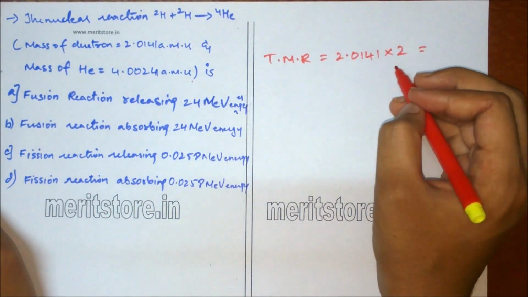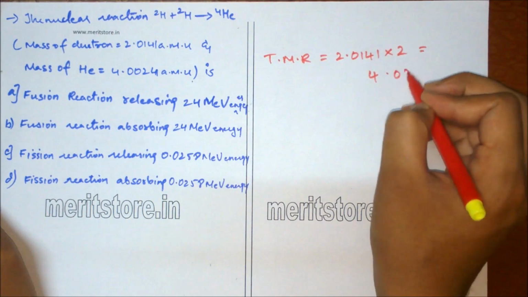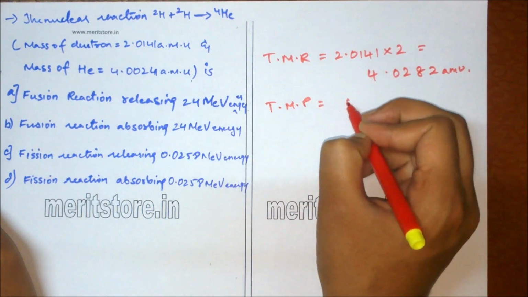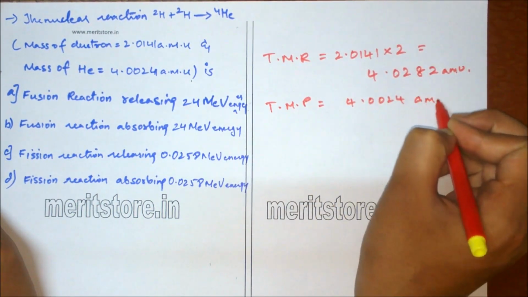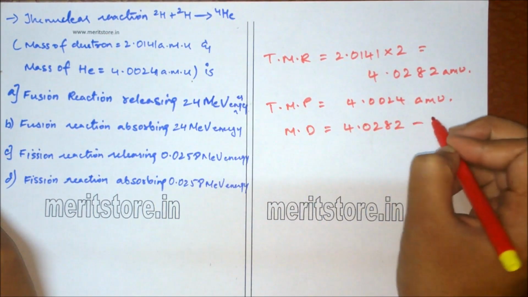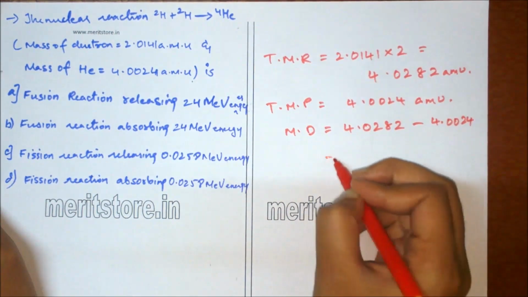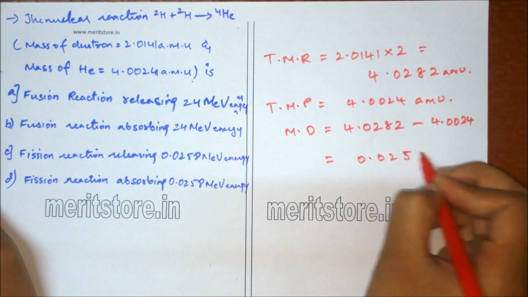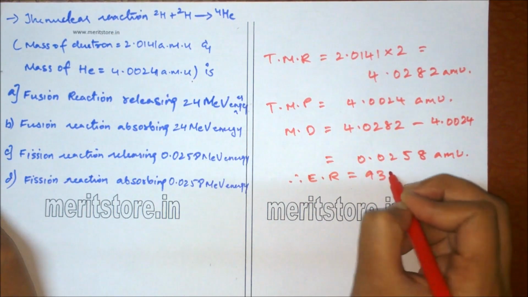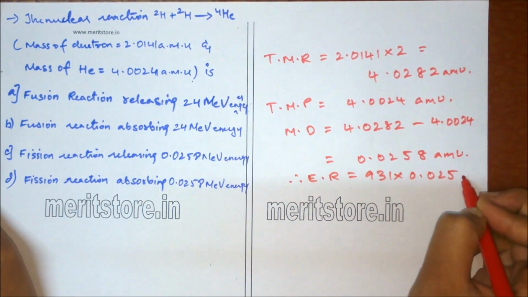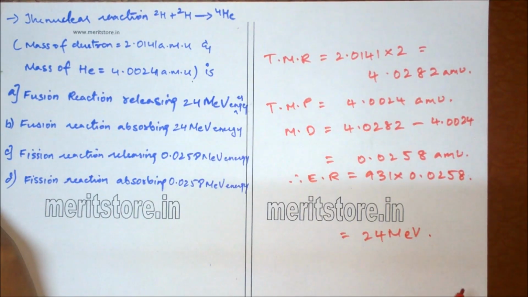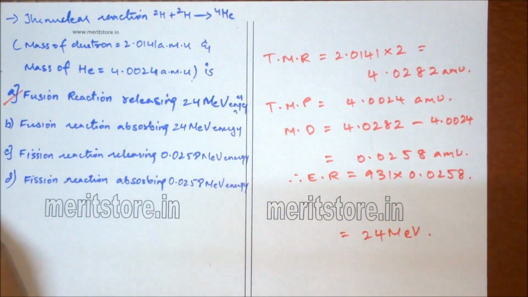So we get the total mass of the reactant is 4.0282 AMU. Total mass of product is equal to 4.0024 AMU. So the mass defect is equal to 4.0282 AMU minus 4.0024 AMU. On solving, we get 0.0258 AMU. So we have to find now energy released, which is equal to 931 into 0.0258. On solving this, we get 24 mega electron volt energy is released in a fusion reaction.